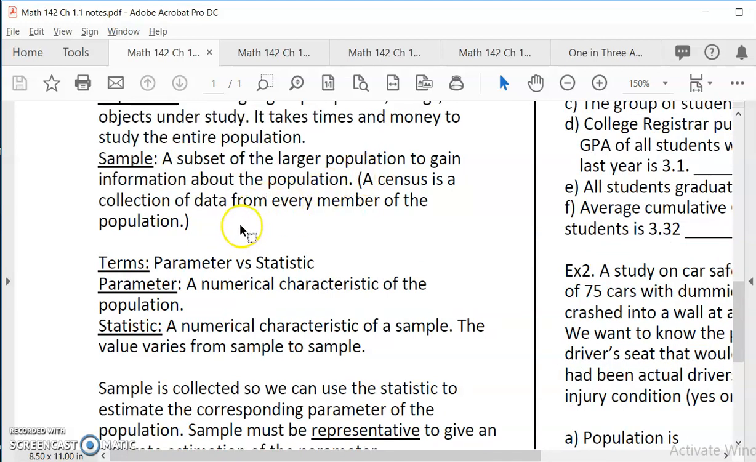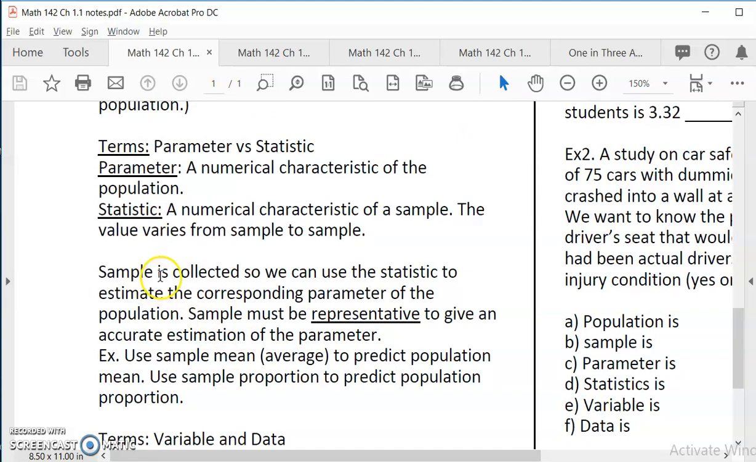Of course, not all samples are good. In the survey method, they particularly say a random sample. We will talk about what a random sample is, but basically, a sample has to be collected in such a way that is useful. For samples to be useful for estimating the corresponding parameters, the sample must be representative.